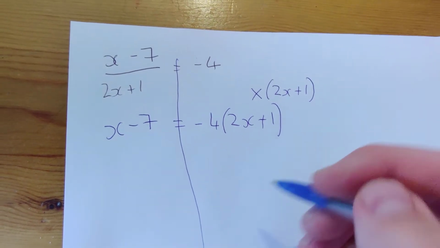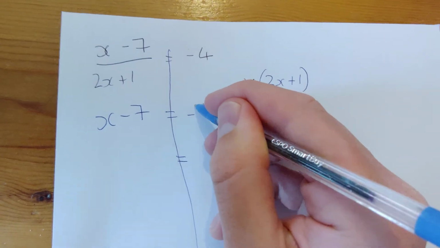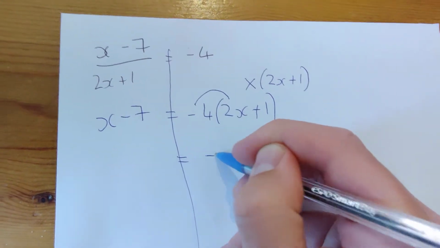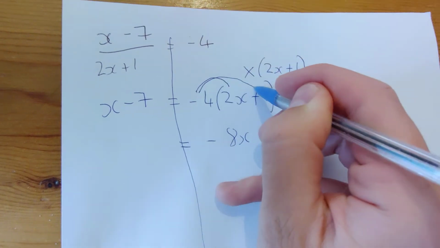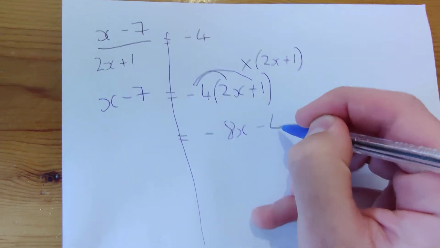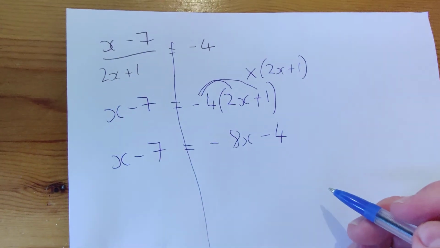Now I've got those brackets again I don't want, so I'm going to expand those brackets. Being careful to make sure I use a minus. Minus 4 times 2x is minus 8x. Minus 4 times 1 is minus 4. And now it's starting to look a bit more familiar.